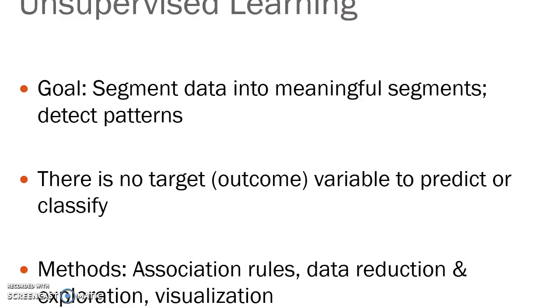There are different things that you can use for this, including association rules, k-means clustering, k-nearest neighbors clustering, and also some of the pre-processing things that we do in data mining would be considered unsupervised learning for data reduction and exploration, also visualization, which we'll cover in Chapter 3.